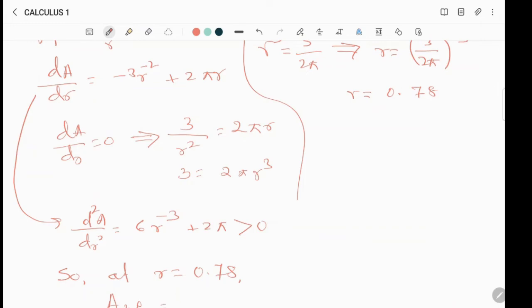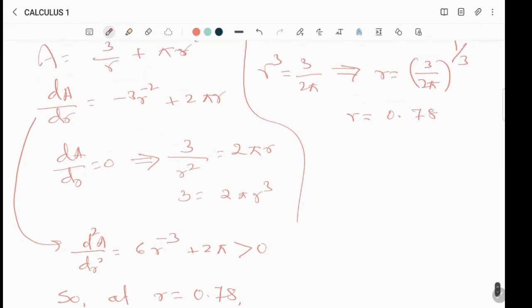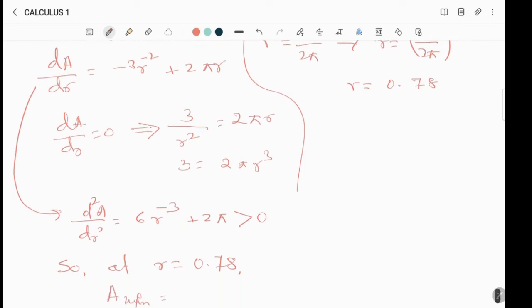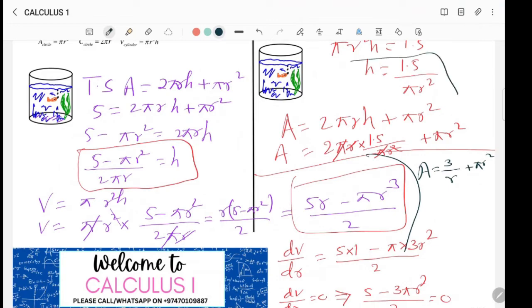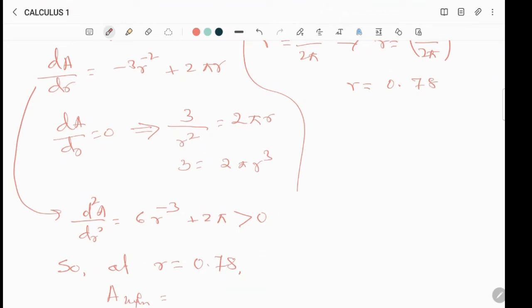Okay, but we need to find dimensions. So what was the height? Let's go back and check the expression for the height. Height is this, 1.5 over pi r square. So 1.5 over pi r square. Now just put this radius here, 1.5 over pi times 0.78 whole square, right? What is that?